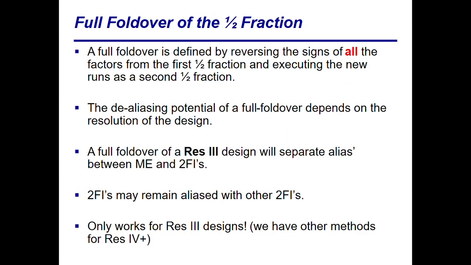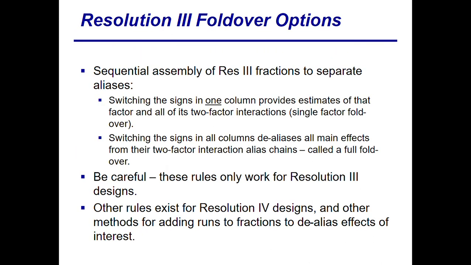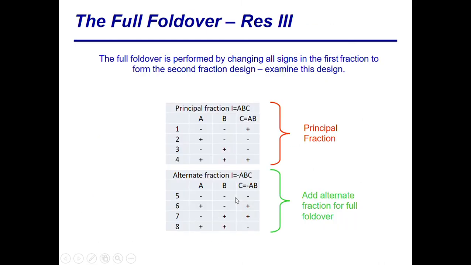Okay, now when we're talking about a half fraction, the full foldover, we can only do this on a resolution 3 design. It's going to break your aliases between your main effects and your two-factor interactions. You may still have two-factor interactions aliased with other ones, but at least this will break the main effect with the two-factor interactions, and it'll increase the resolution. Okay, so we're going to do 2 of these and put them together. Just be aware this only works for resolution 3. I'll show you why in a minute.